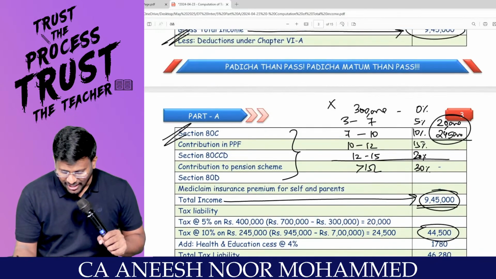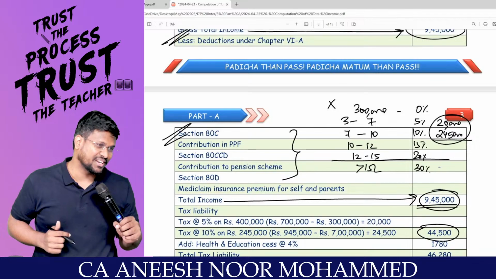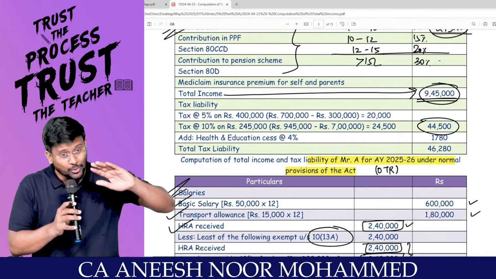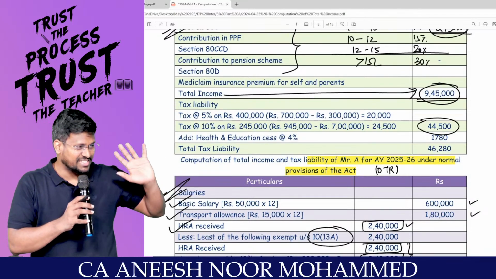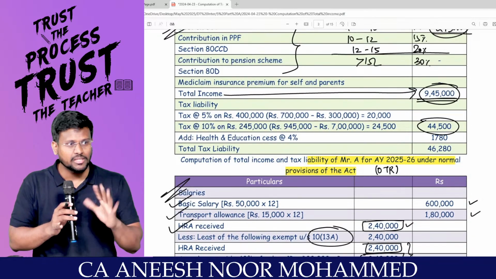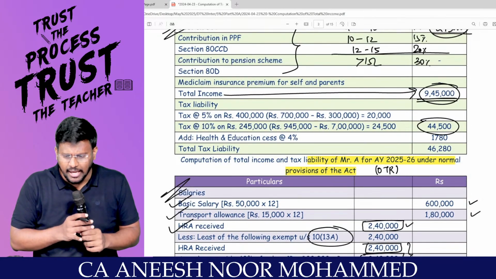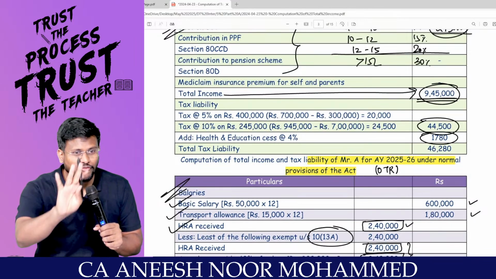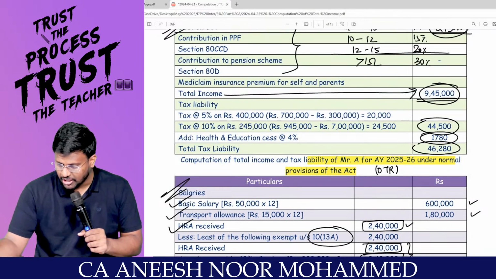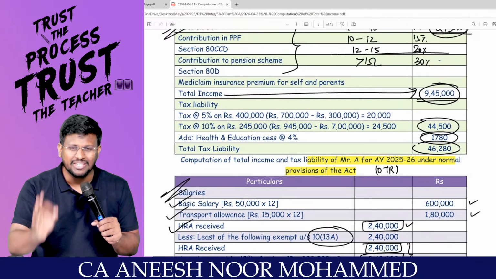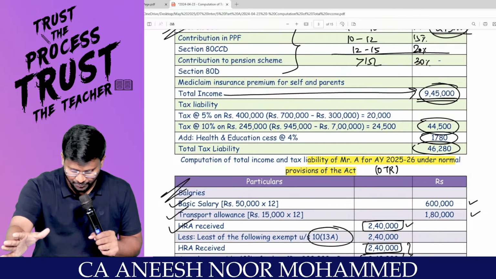What is the total income? 9,45,000. So my dear lovable students, 9,45,000 is more than 7 lakhs. Right? That means you are not entitled to claim rebate under 87A. Yes, sir. Sir, add health and education cess of 4%. Total tax liability 46,280. You decide you want to pay 46,280.